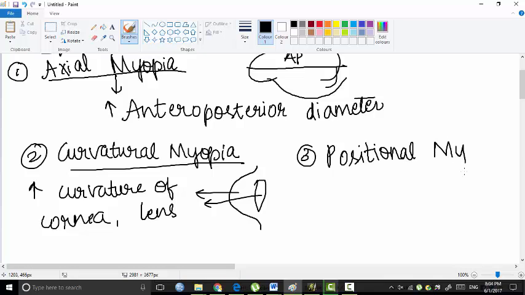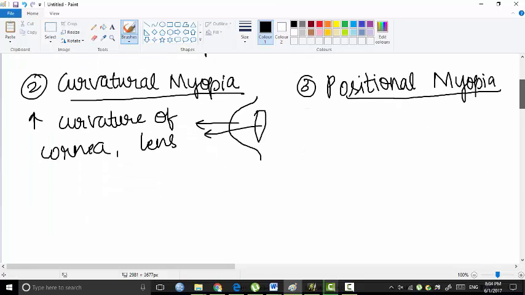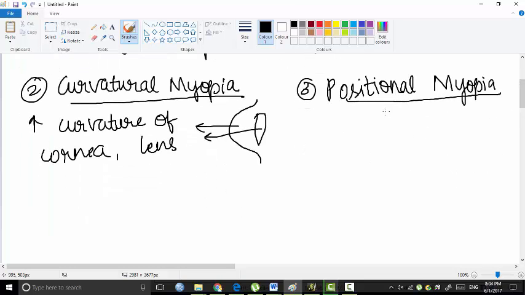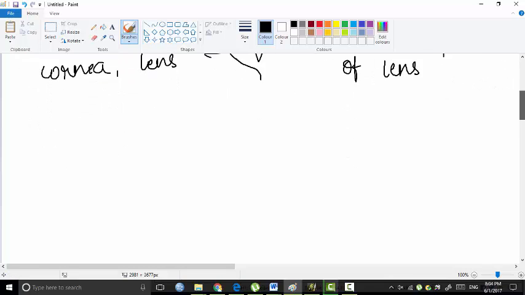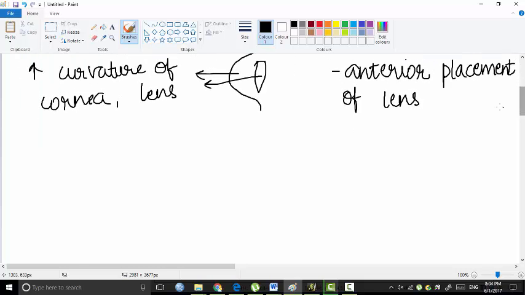And the third major type is positional myopia. So in positional myopia, there is misplacement, basically anterior placement of lens. In hypermetropia, there is posterior placement of lens. So here in positional myopia, there is anterior placement of lens. The lens is placed a little anterior when compared to normal.